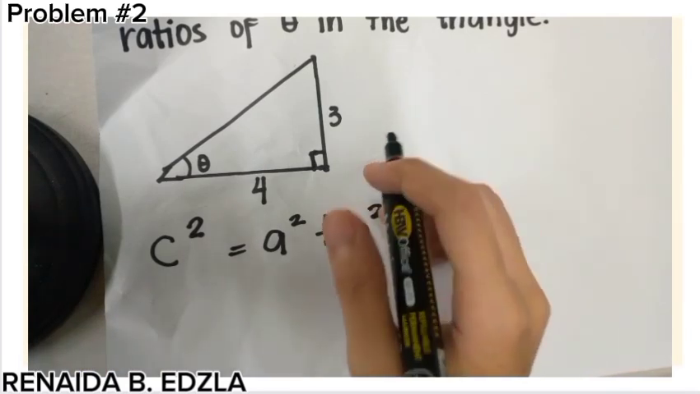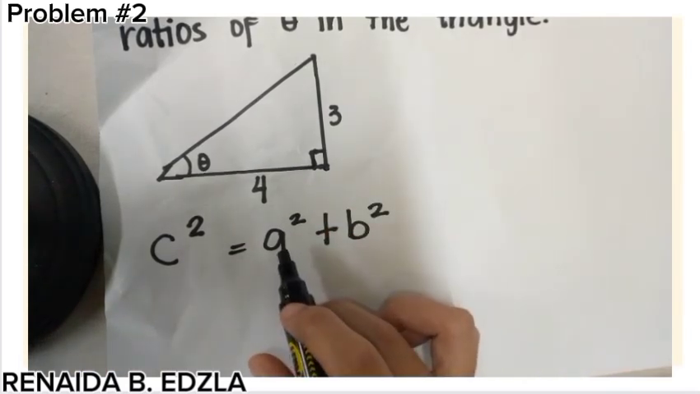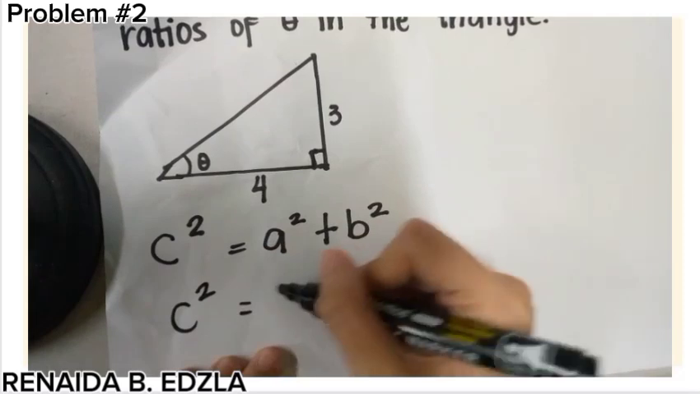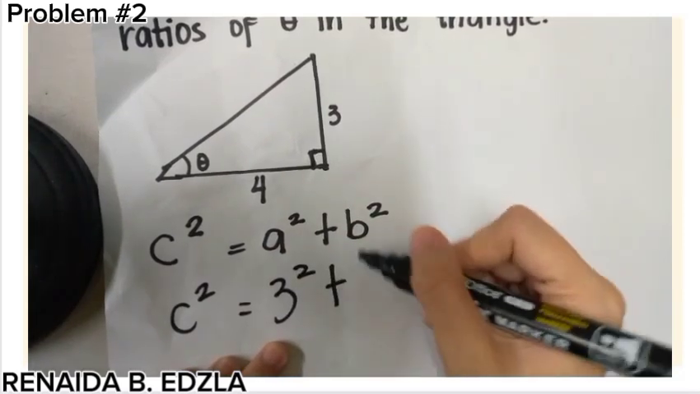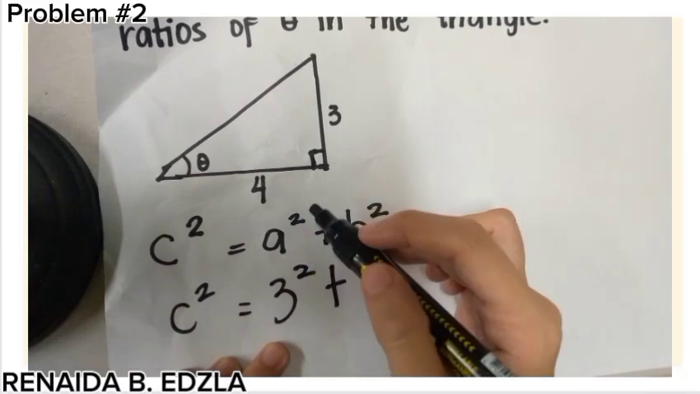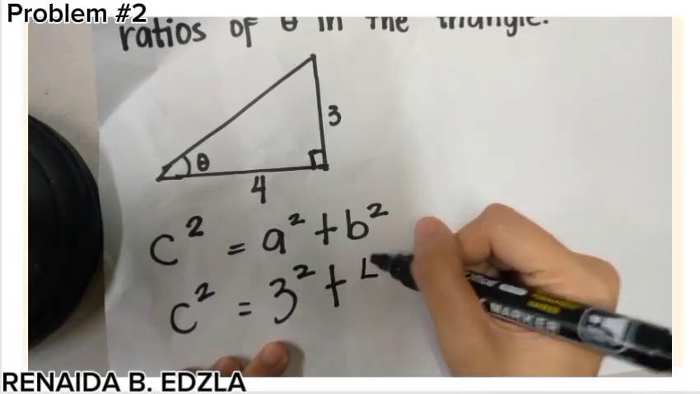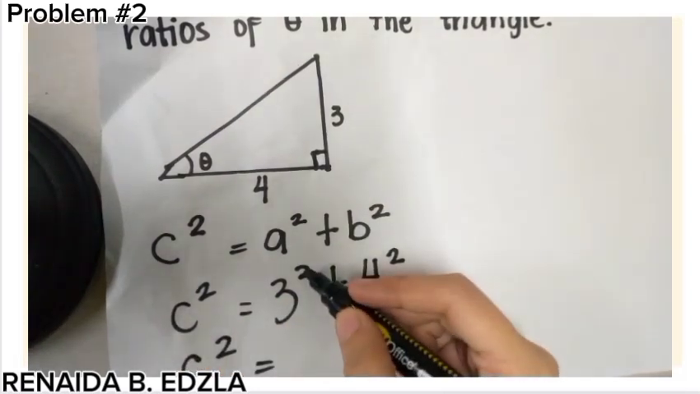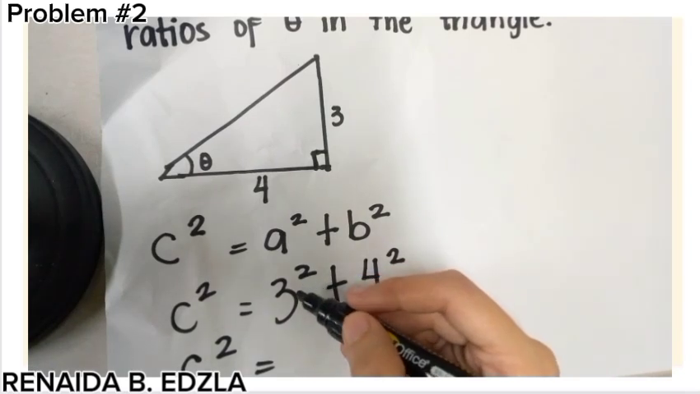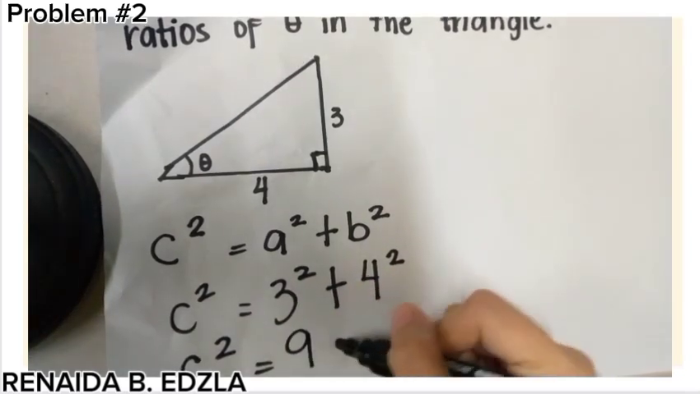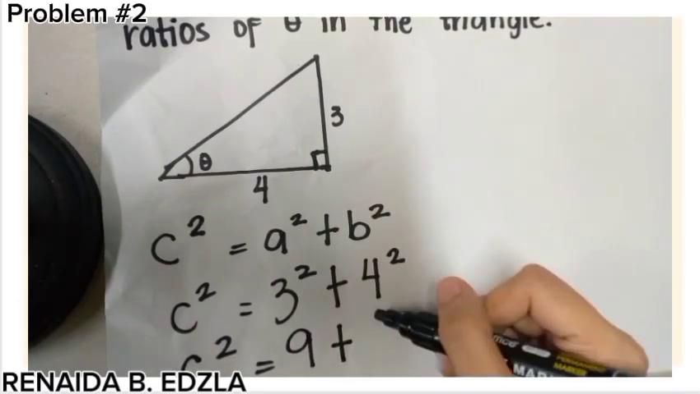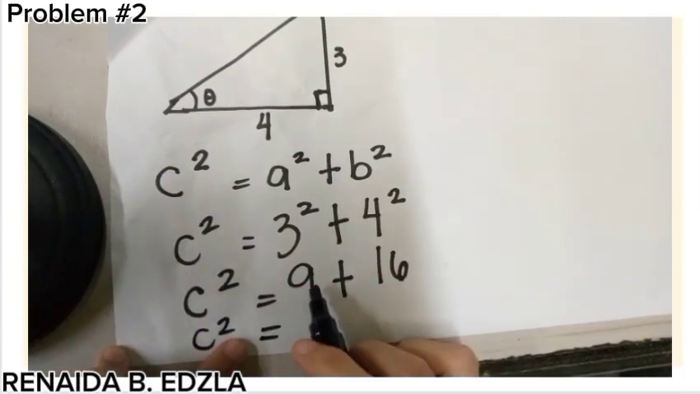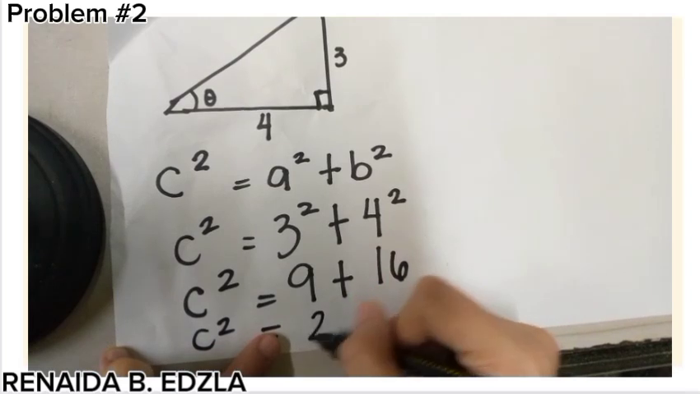So to continue, let's substitute the value of a with the value of our opposite, which is 3. C squared is equal to 3 squared plus, substitute the value of b with the value of our adjacent, 4 squared. So 3 raised to the power of 2, meaning 3 times 3 is equal to 9, plus 4 times 4 is equal to 16. Okay, so c squared is equal to, add 9 plus 16, we have 25.